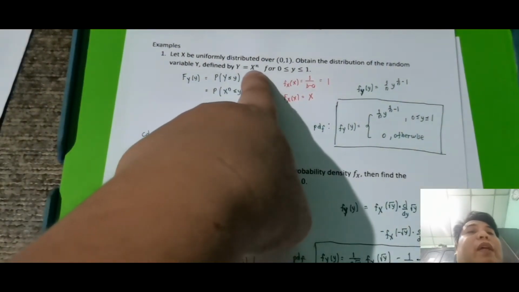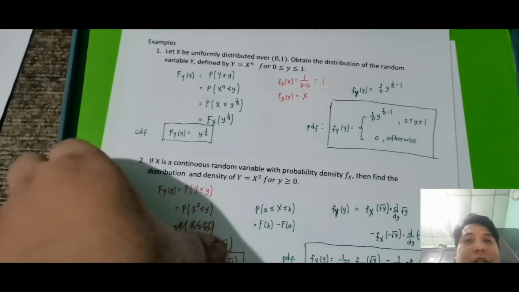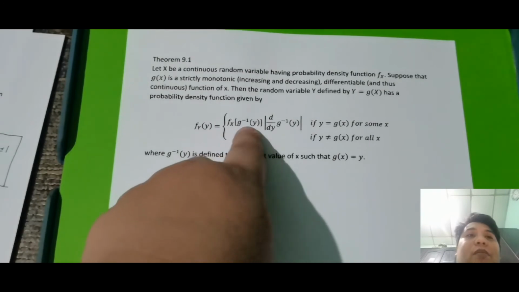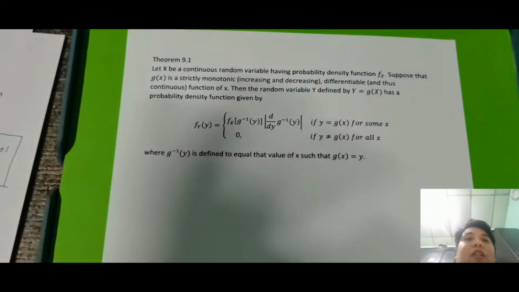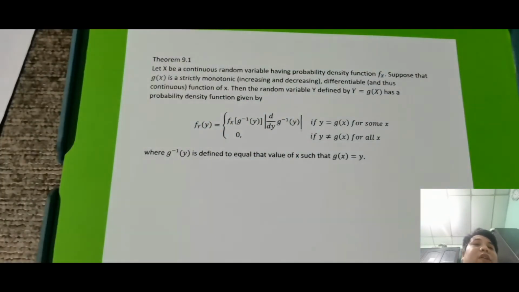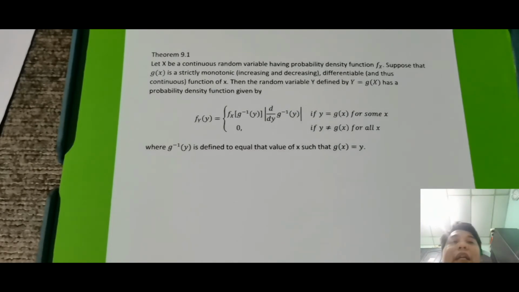Kung ito yung g of x yung x raised to n, ang gagawin lang natin, simply, ipa-plug lang natin sa formula, that is f sub X of g inverse of y. Ita-substitute ko siya sa original function times the derivative niya, derivative nung inverse na yun. Then 0, otherwise, for all x. So, mamaya apply natin yan para magamit natin. Okay, so now, where g inverse of y is defined to equal that value of x such that g of x is equal to y.